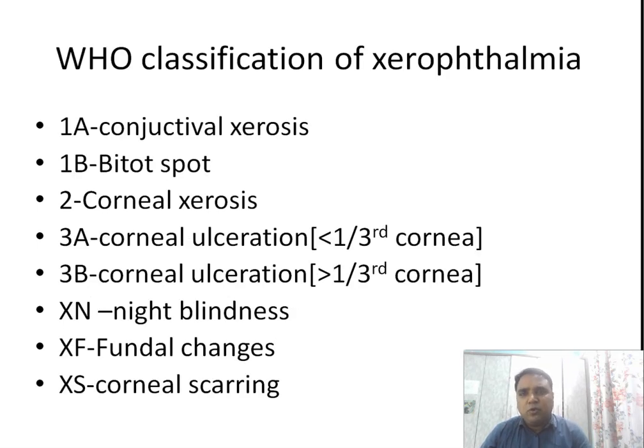Next, let us look at the WHO classification of xerophthalmia. As you know, there are certain stages: 1A, 1B, 2, 3A and 3B. 1A is conjunctival xerosis, 1B is Bitot spot, 2 is corneal xerosis, 3A is corneal ulceration involving less than 1/3 of the cornea, and 3B is when the ulceration involves more than 1/3 of the cornea. Then next is X, N, F and S. N is night blindness, F is fundal changes and S is corneal scarring. So we have to know the WHO classification.